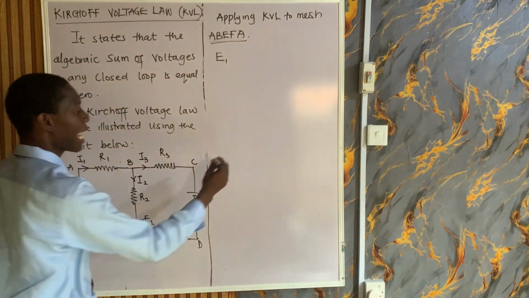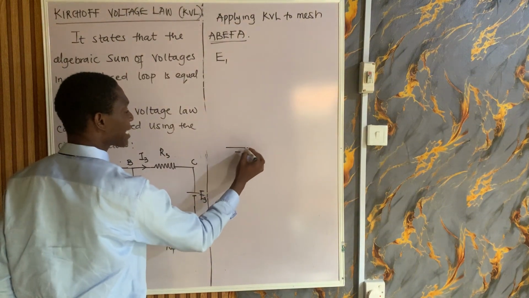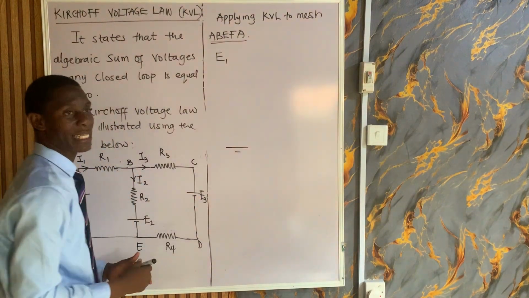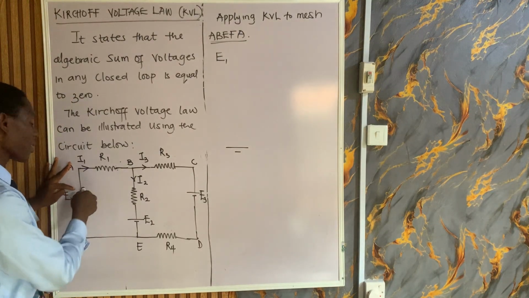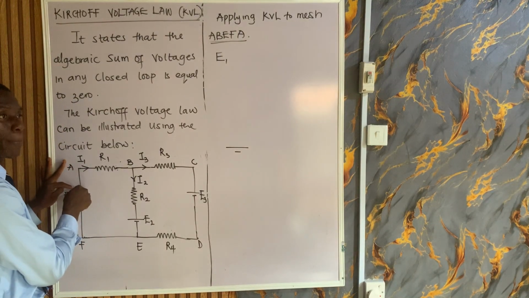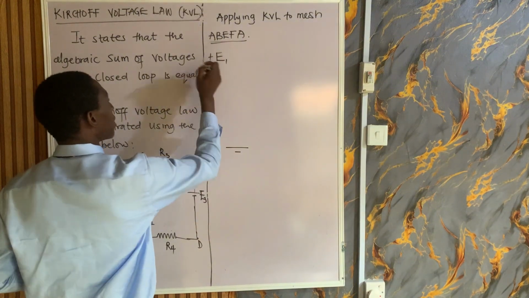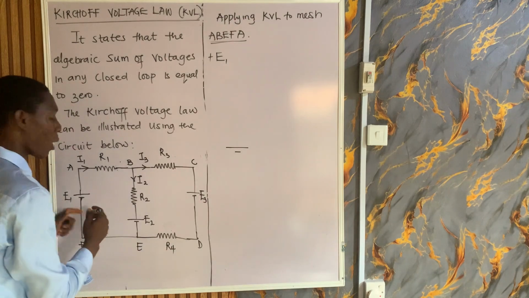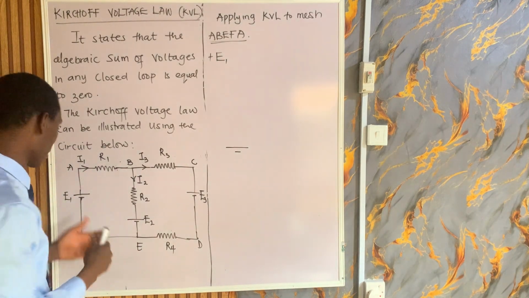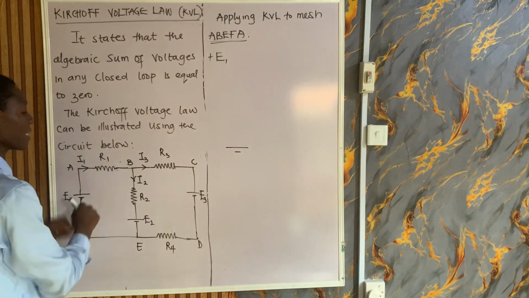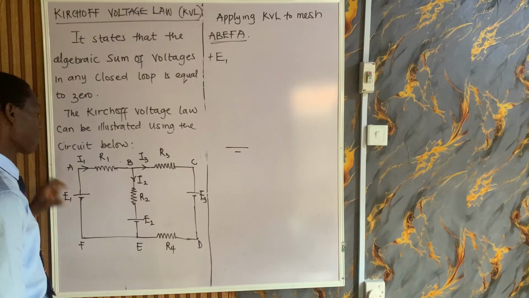Why? Because a cell has the short terminal and the long terminal. The long terminal indicates the positive, while the short one indicates the negative. So, as you move from F to A, you understand that you will meet the short one first before the long one. Because I'm meeting the positive one, that's the longer one, lastly, it's going to be positive. So it's like plus E1. So if the last one I met was the short one, then it's going to be negative. But obviously, going from F to A, you meet the longer one, which is the positive, lastly. And that makes it positive.